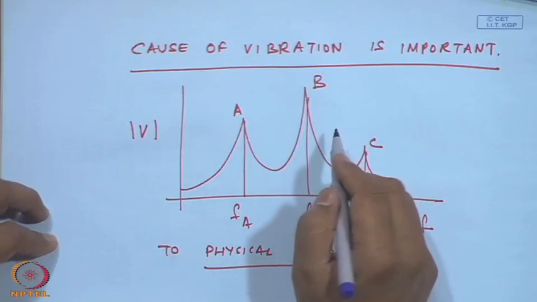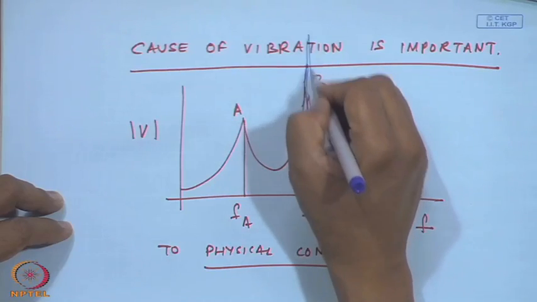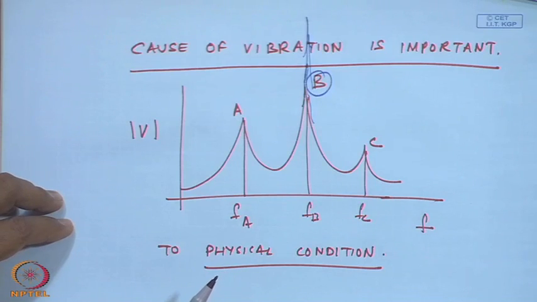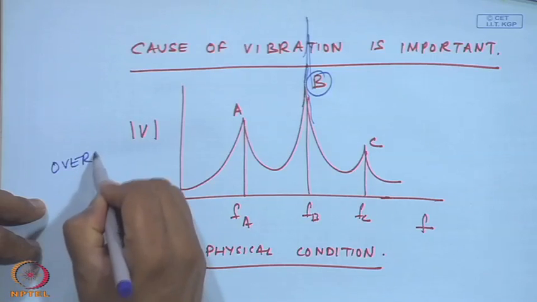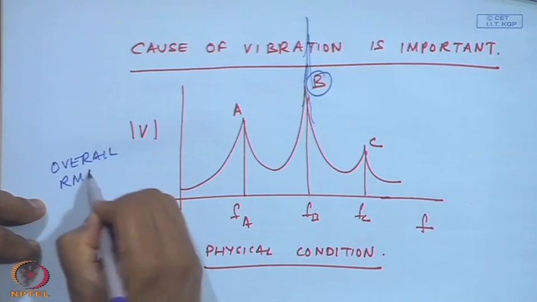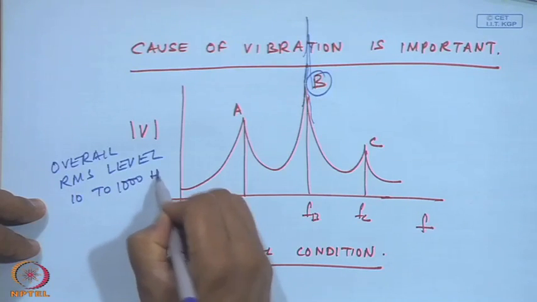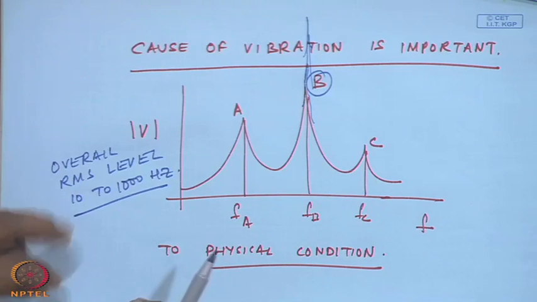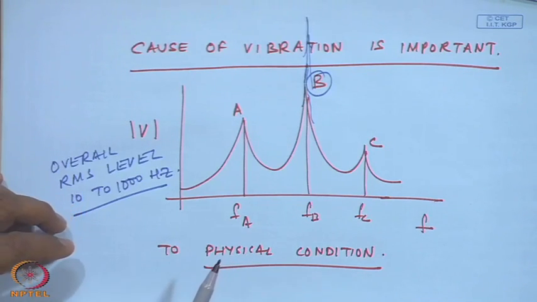For example, if I was doing vibration monitoring in this way, I will be suddenly alarmed if this B was increasing. I will know, well, at all recordings my B levels are increasing, so something is wrong with B. This would not be possible if I had just seen the overall RMS level from 10 to 1000 hertz. If I had seen the overall vibration level, I would not know whether it was A which is responsible for such a high level, or B, or C which is responsible for such a high level.